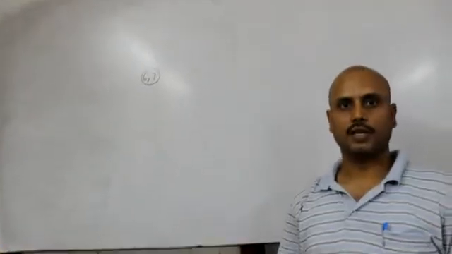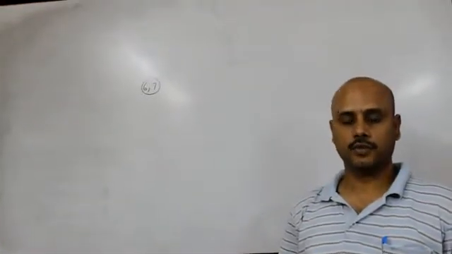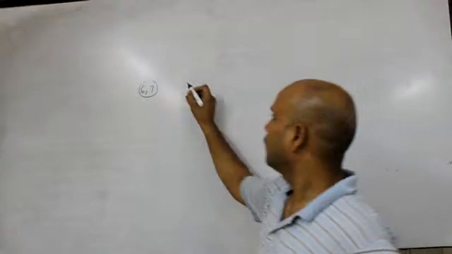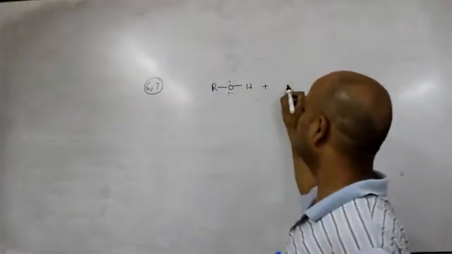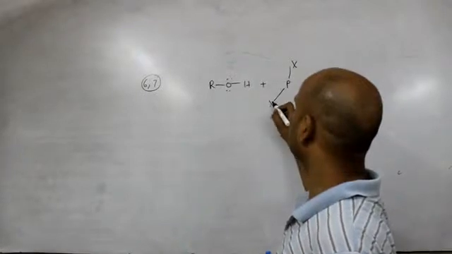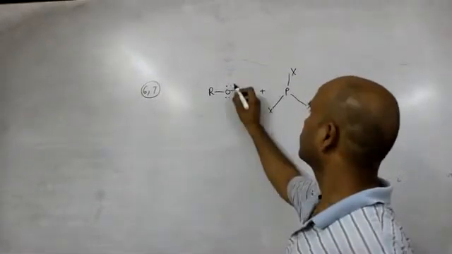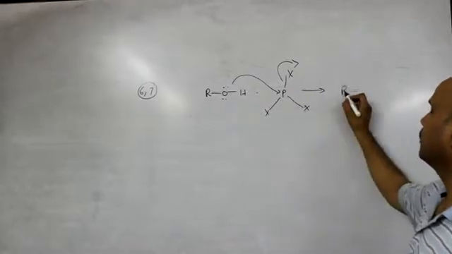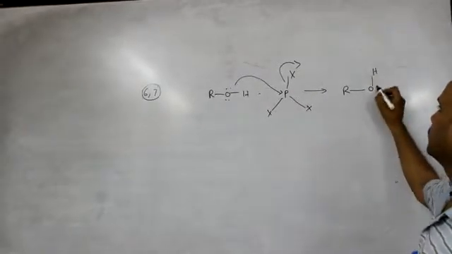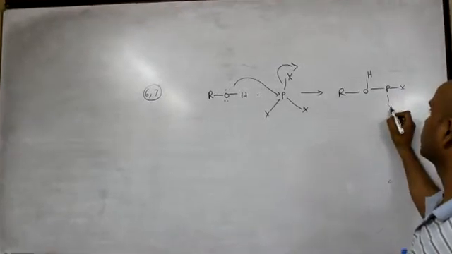The answers to questions number 6 and 7 are almost similar. When ROH reacts with PX3, what happens? It forms ROPX2.